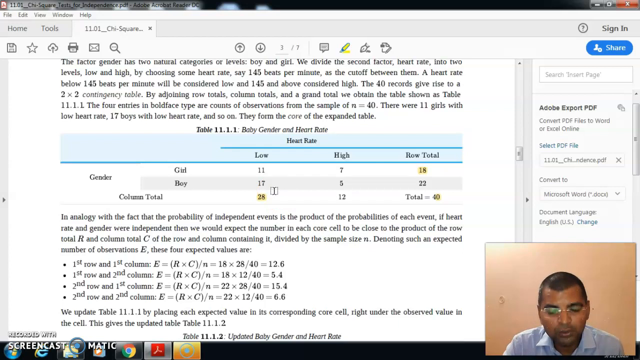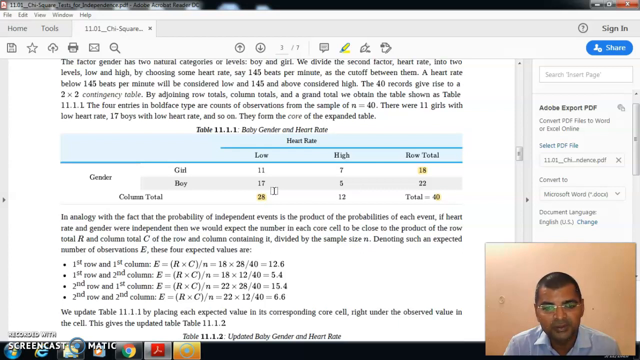Why did I call it observed values? Because we have collected this data directly from the mothers. We ask them what is the gender of their child, and then we measure the heart rate of the child and note it down. Now the question is whether the heart rate has any kind of relation with the gender, and we started with a hypothesis.